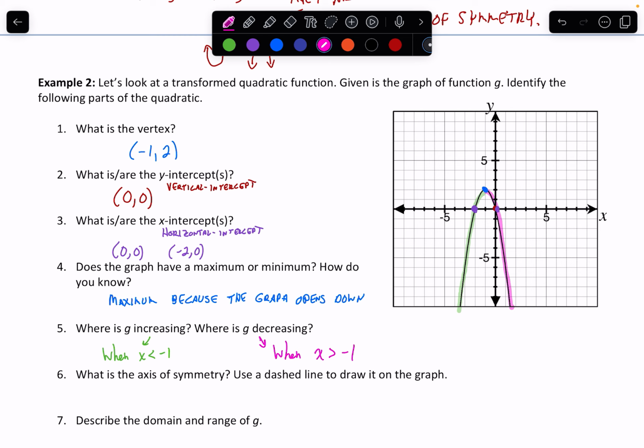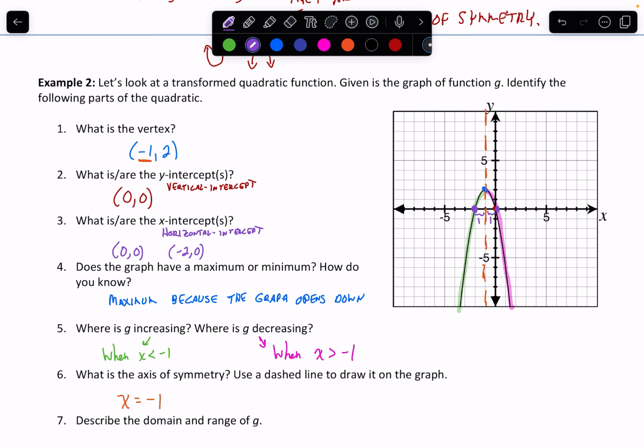What is the axis of symmetry? Well, I'm going to draw that in. That is the vertical line that cuts your parabola in half and goes through your vertex. It is the same as the x-coordinate of your vertex, because that's what it's got to go through. So the axis of symmetry is x equals -1. We drew that into the diagram. Notice how the x-intercepts are symmetric: this is 1 to the left, so this is 1 to the right.